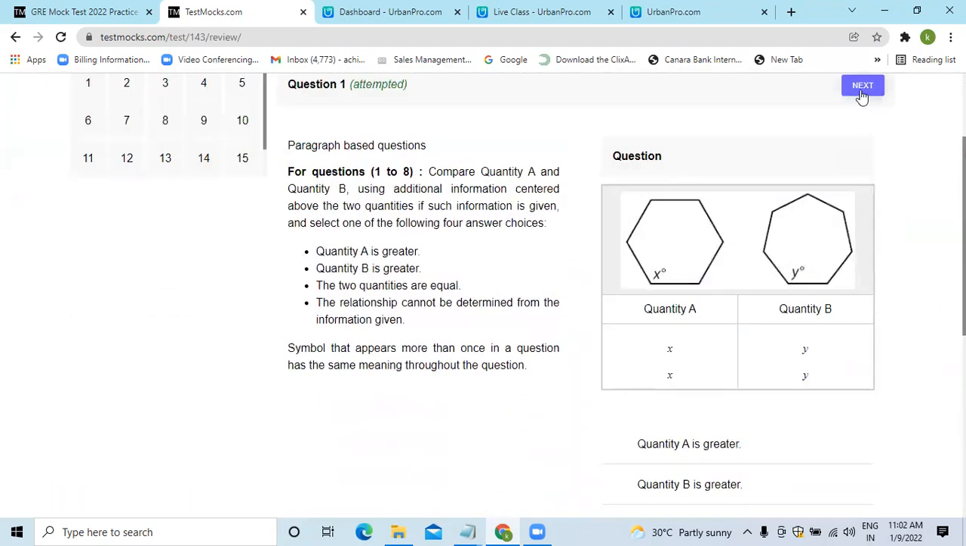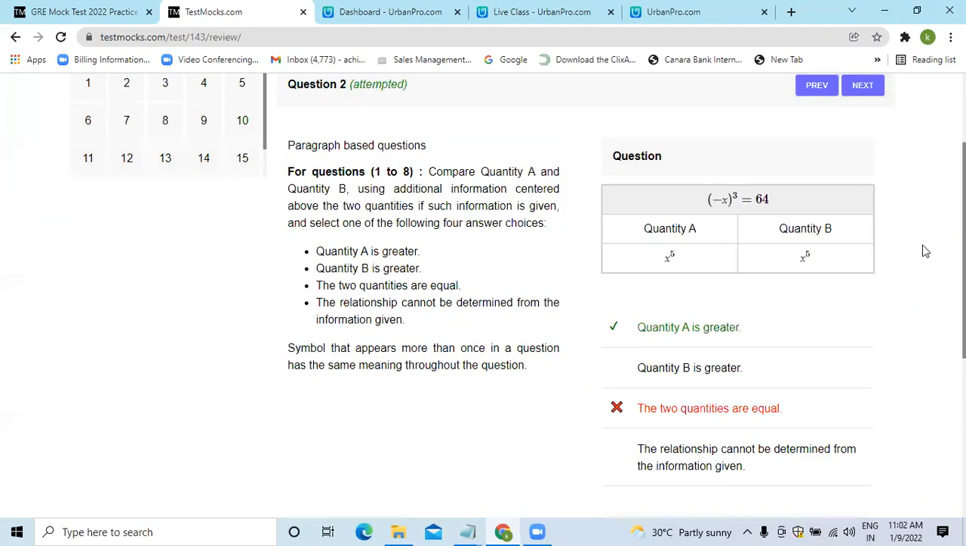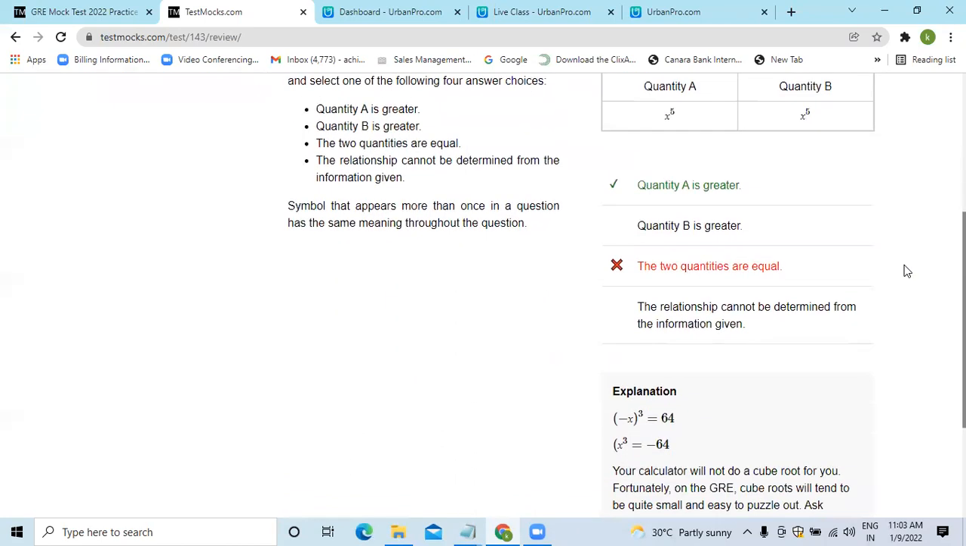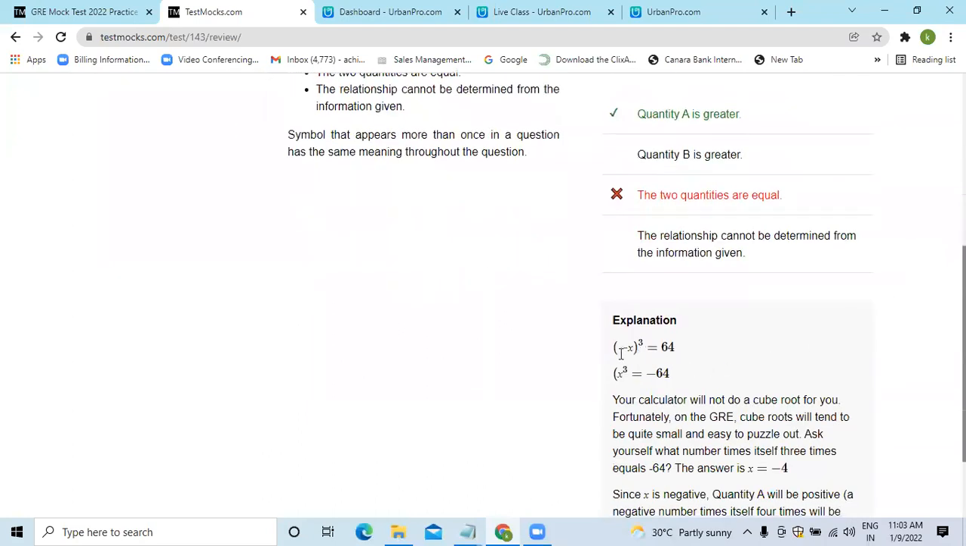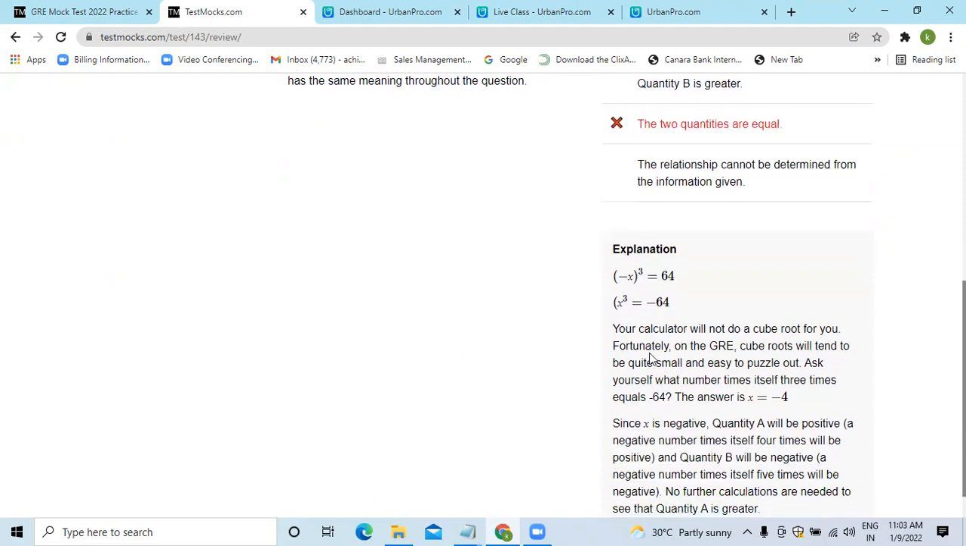So the relationship cannot be determined, right? Yes, this one was wrong. Why? Okay. So you said two quantities are equal. Okay, let's review and let's understand. So minus x cubed is equal to 64. Carefully look here. When you told me the answer itself, I had a doubt. So x cubed is equal to minus 64, right? Yeah. Got it? So your calculator will not do the cube root for you.